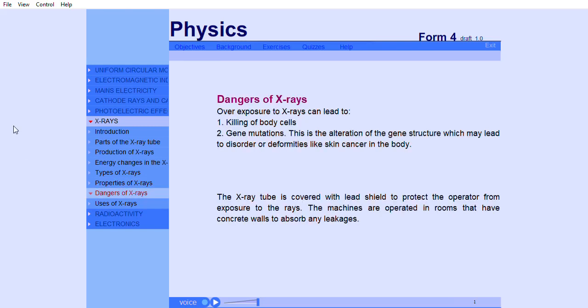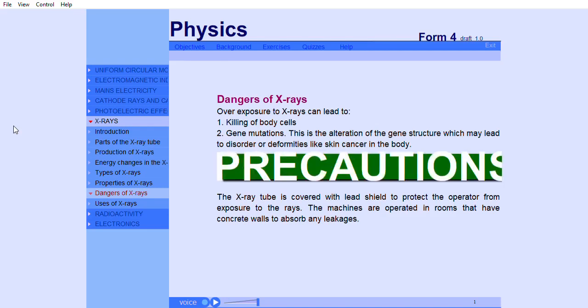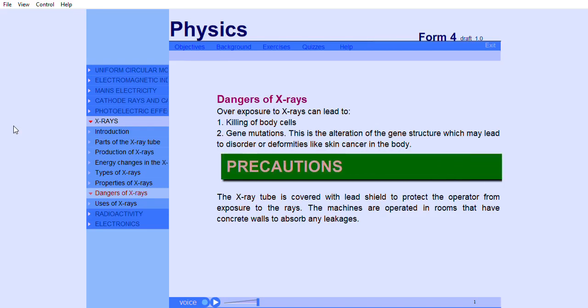Dangers of X-rays. Overexposure to X-rays can lead to killing of body cells and gene mutations. This is the alteration of the gene structure which may lead to disorders or deformities like skin cancer in the body. Precautions. The X-ray tube is covered with lead shielding to protect the operator from exposure to the rays. The machines are operated in rooms that have concrete walls to absorb any leakages.